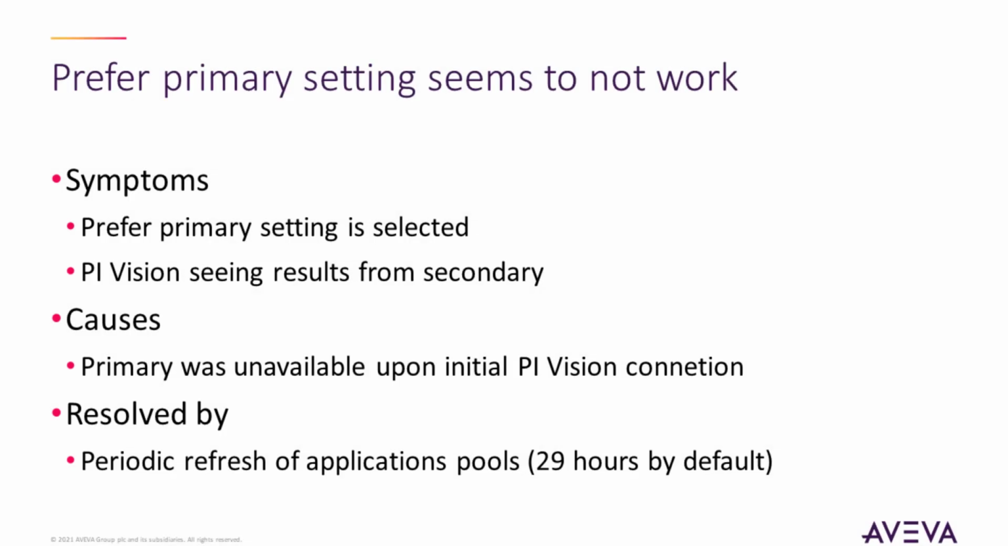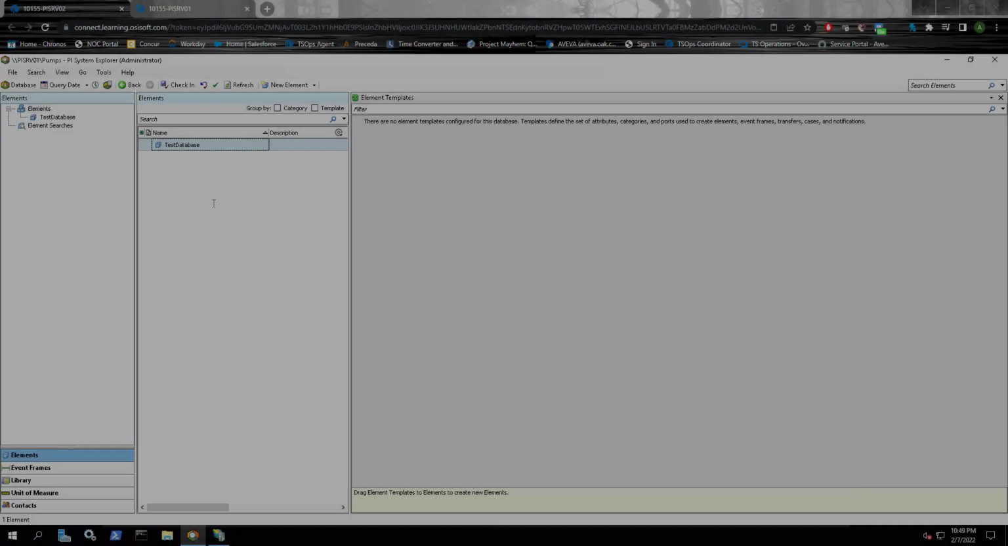You may see that this setting is already preferred primary, but PyVision is seeing the results from the secondary. This is typically due to the primary being temporarily unavailable upon initial connection from the PyVision, resulting in it connecting to the secondary. However, the connection is not re-established with the primary until the periodic recycling of the application pools, which by default is every 29 hours.